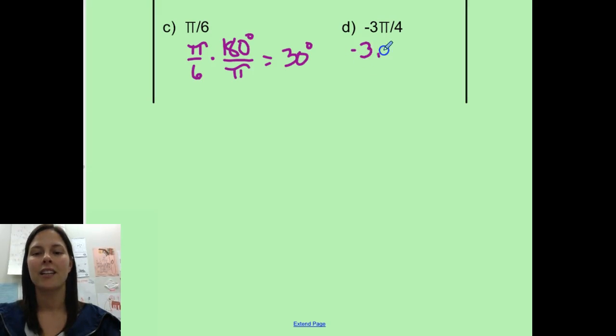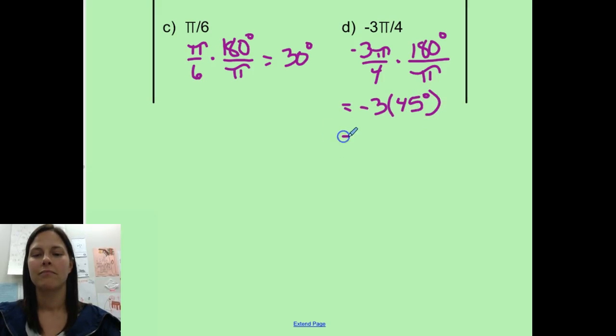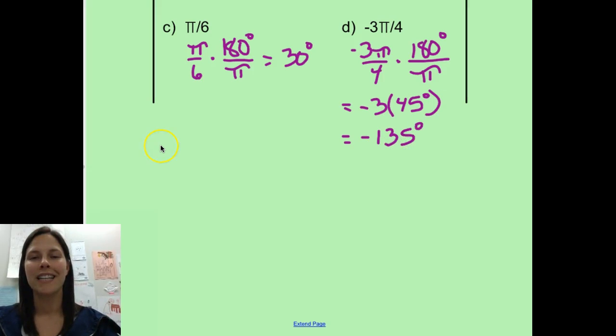And finally, negative 3 pi over 4. Again, I want those radians to cancel, and I want my units left in degrees, so that will go in the numerator. The pi's cancel. 180 divided by 4 is 45. And 3 times 45 is 135 degrees. So negative 3 pi over 4 is equal to negative 135 degrees.